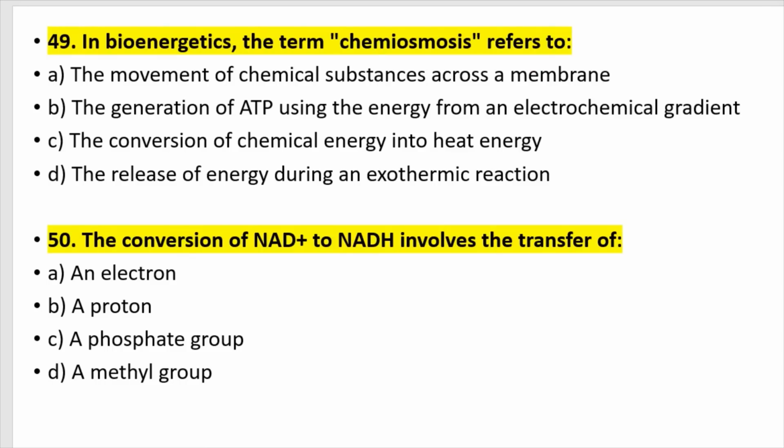49. In bioenergetics, the term chemiosmosis refers to the movement of chemical substances across the cell membrane. No. The generation of ATP using the energy from an electrochemical gradient. So this is the answer here. This is what chemiosmosis is. The generation of ATP using the energy from an electrochemical gradient. The last question in this marathon of questions in biochemistry is the conversion of NAD plus to NADH involves the transfer of an electron.